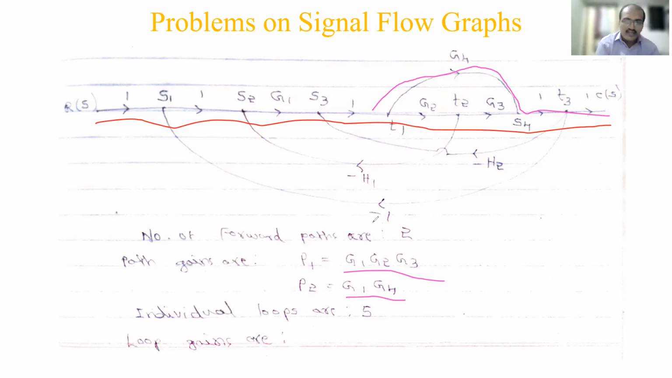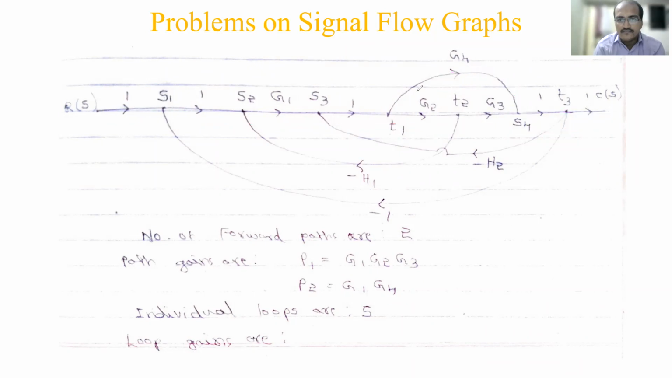So I told you already, the answer is 5. So what are the loops? 5 loops are there here. So that you need to identify here. A loop will start from one node and end at the same node. So one is this, it will start at S2, move in this path to T2, and it will come back, right? So this one path you can straight away identify.